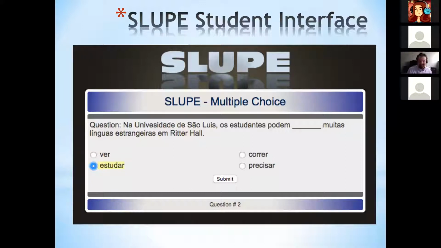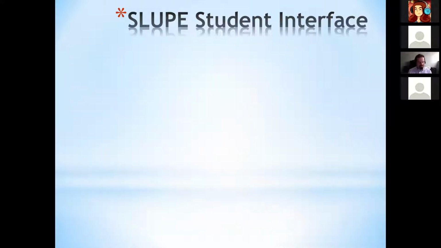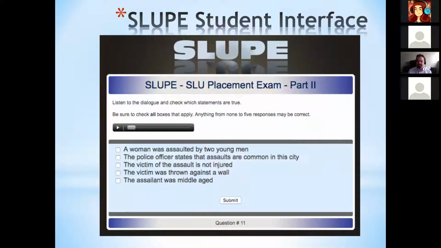The second part of the test moves from the multiple choice questions to listening comprehension. These questions can be video or audio. The student will listen to an audio clip or watch a video, and they'll see 5 true or false statements, and they'll check the ones that correspond to what they heard.